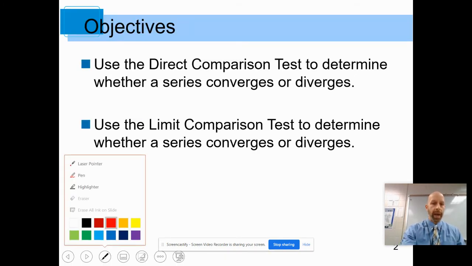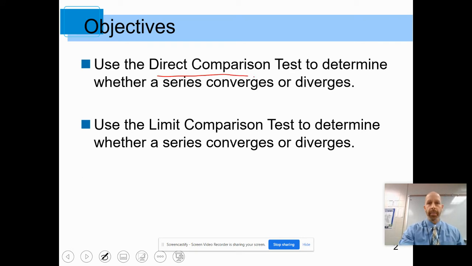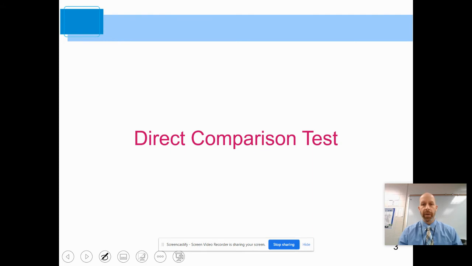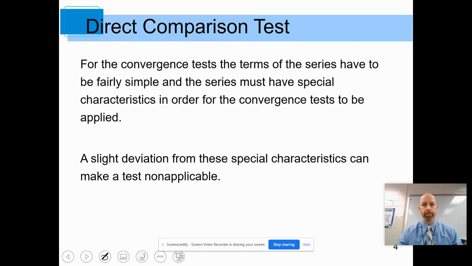Today we're going to look at two more. We are going to look at the direct comparison test to determine if a series converges or diverges, and something called the limit comparison test. And I'm going to try to do some examples of each of those. So let's start off with the direct comparison test.